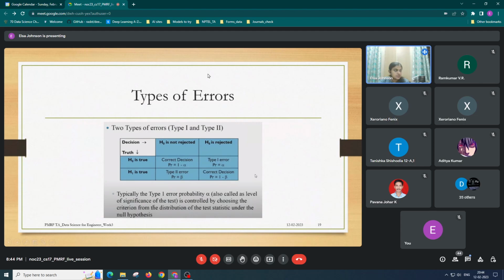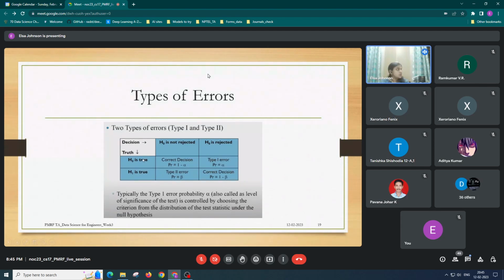Now there are the types of errors. I think you have seen the same thing in your week 3 resources itself. If H naught is true and H naught is not rejected, that is a correct decision. Similarly, if your alternate hypothesis, sorry, here it's H1, is true and H naught is rejected, that means H1 is accepted, that is also a correct decision.